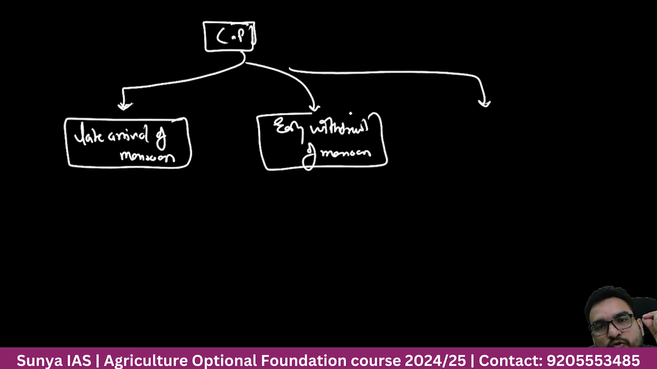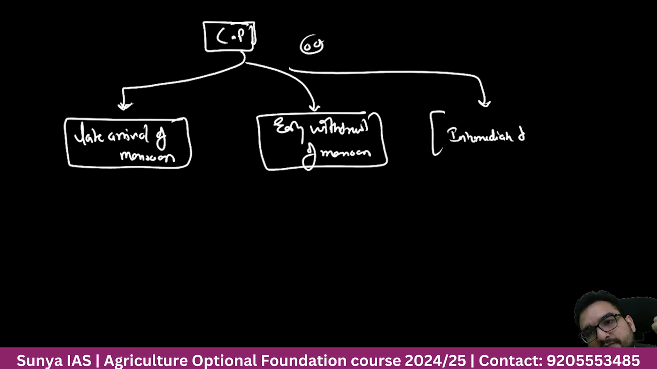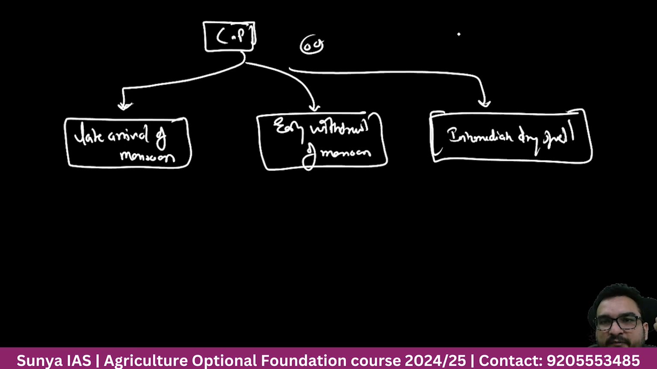Second condition is early withdrawal of monsoon. Early withdrawal means if the monsoon generally goes away in October or September, it is going away 1 month or 2 weeks before. Third one is intermediate dry spell. What do I mean by intermediate dry spell? It means the monsoon has arrived on a particular date, but again the rainfall has stopped for 7 days, 10 days, and this is the time when my crops needed water. Then what do I have? Do I have a plan? What will I do then?